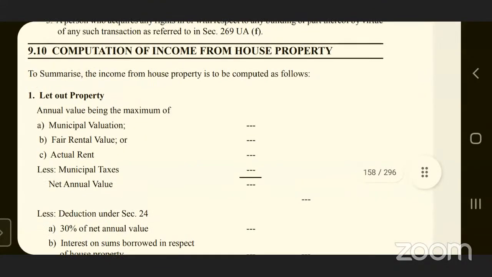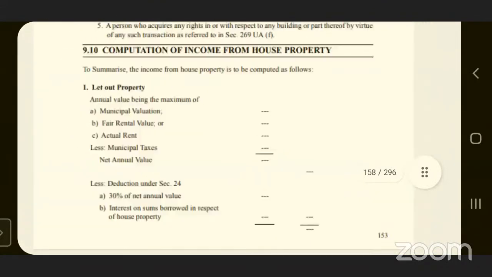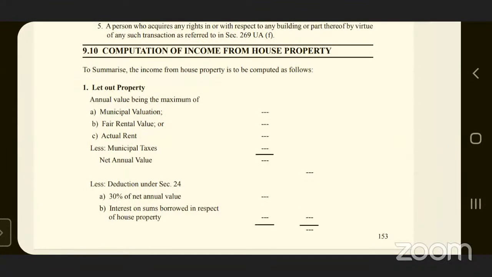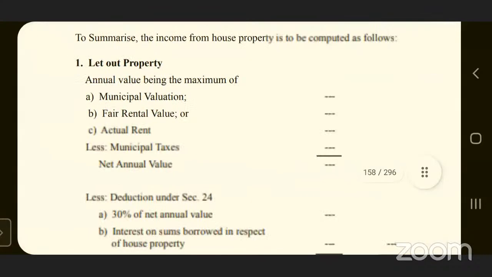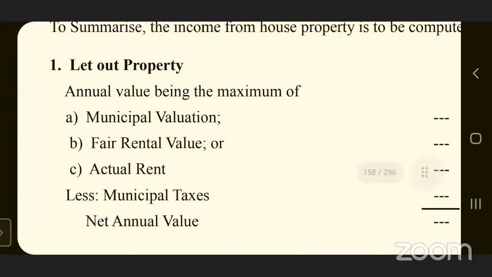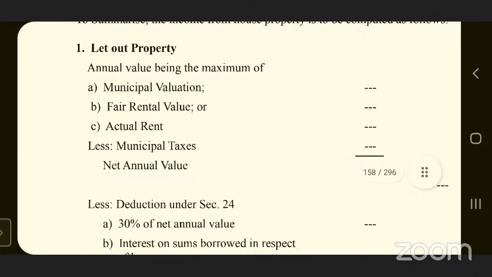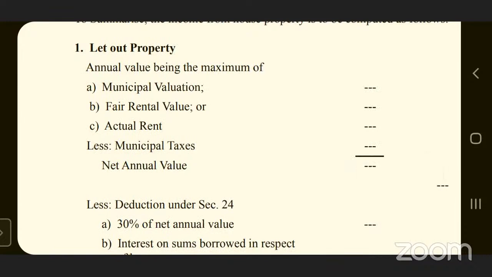Here it is: computation of income from house property. Please have a glance at it. To summarize, the calculation of income from house property should be as under. So annual value is the first step. Municipal rental value, fair rental value, and actual rental value, the highest of the three values. Sorry, actually not three values. First, we need to calculate the ERV, then compare it with the actual rent.